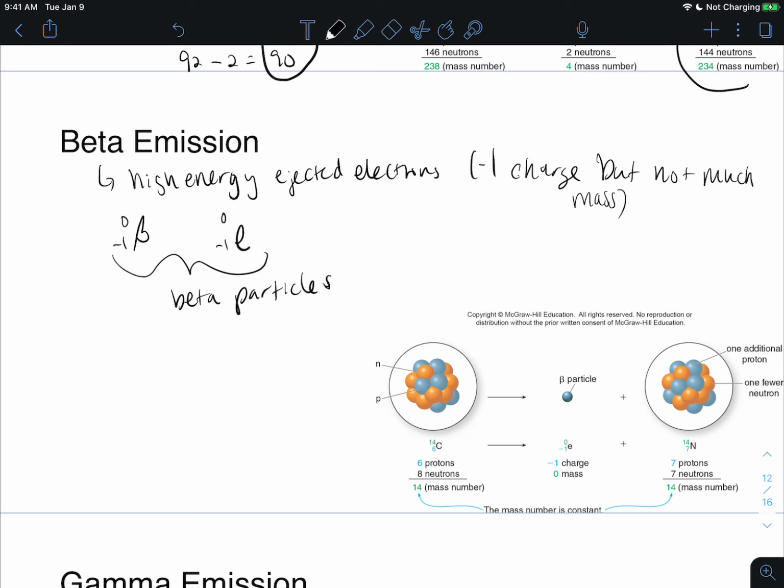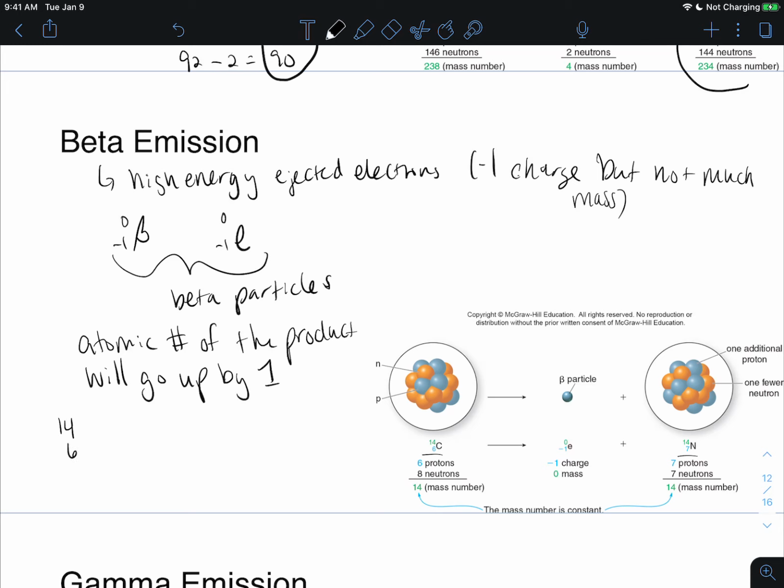And then when we're talking about beta particle emission, nothing is going to happen to our mass number, but our atomic number is going to go up by 1. So our atomic number of the product will go up by 1. We can see that here, going from carbon 14 to nitrogen 14.